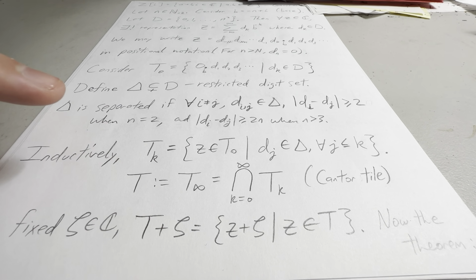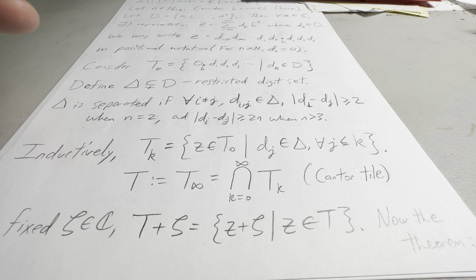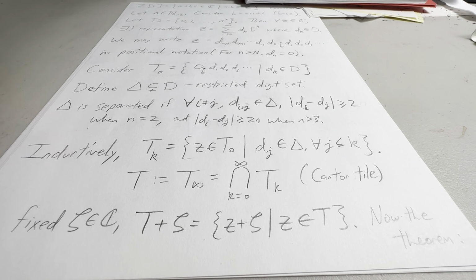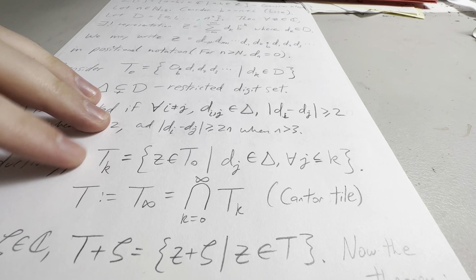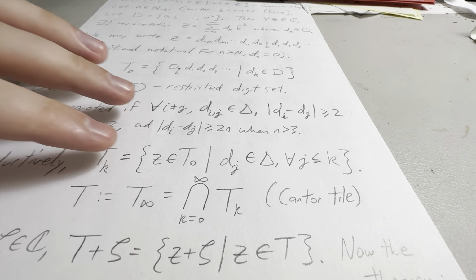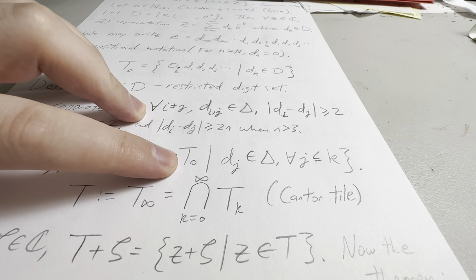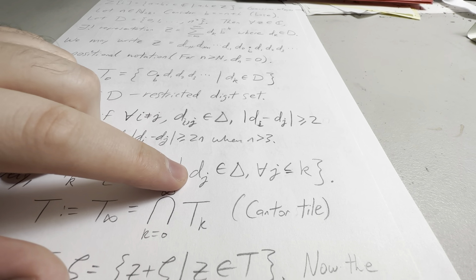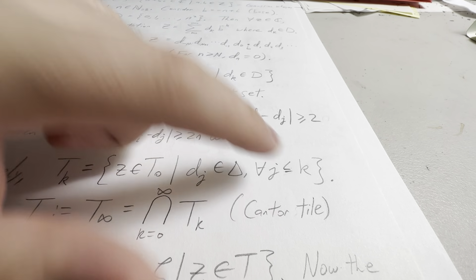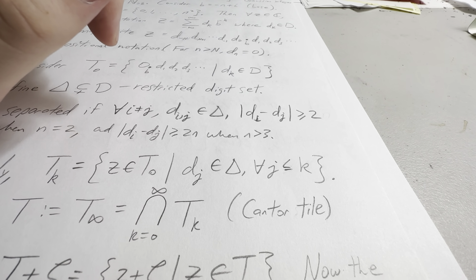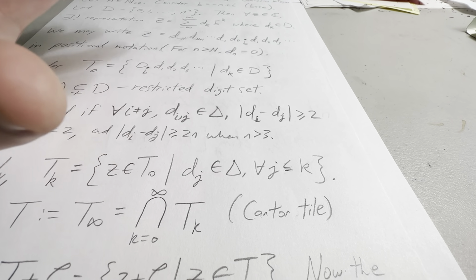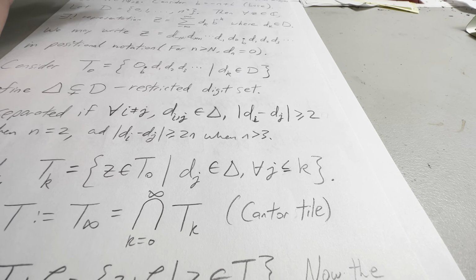And so what we do now is we inductively define a restricted digit set. Well, not a restricted one, what do I call it? A refinement is what we called it in the paper. So we call Tk a refinement of T0, where Tk is the set of all complex numbers in T0 such that the digit dj is in the restricted digit set when j is less than or equal to k. So the first k digits have to be in the restricted digit set, and then everything after that is fair game. It can be anything you want it to be.